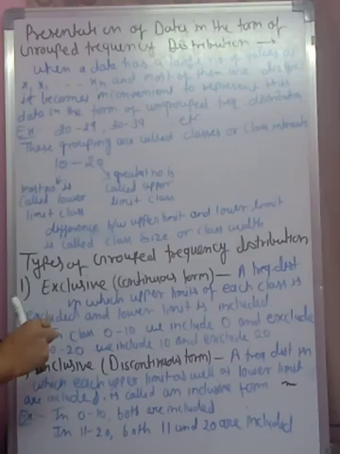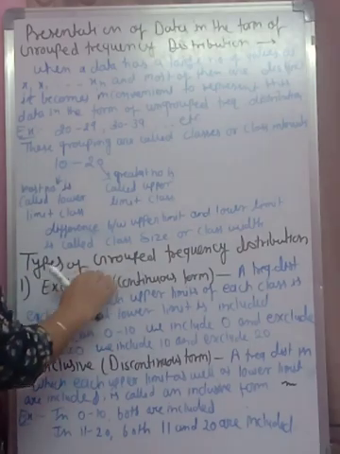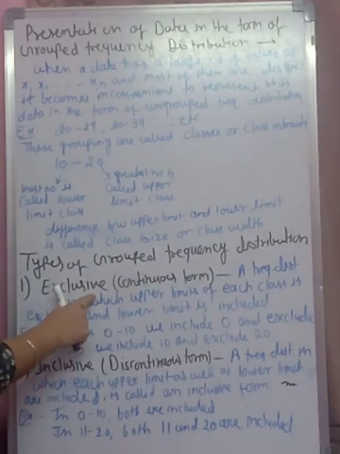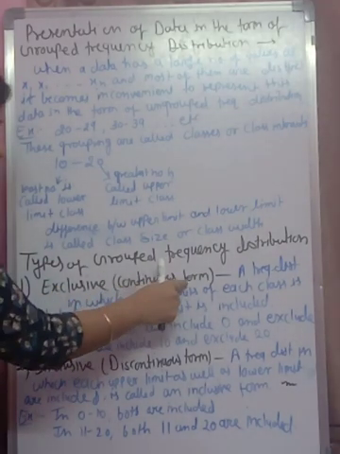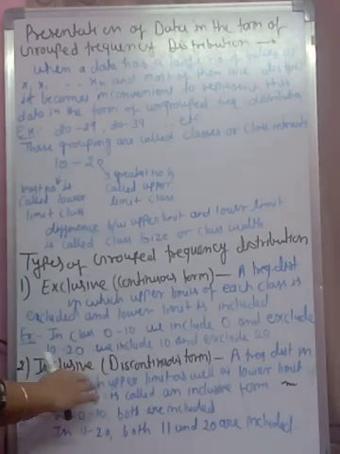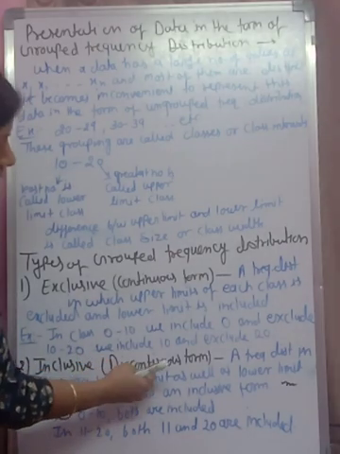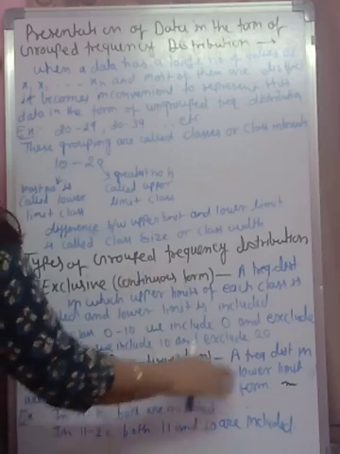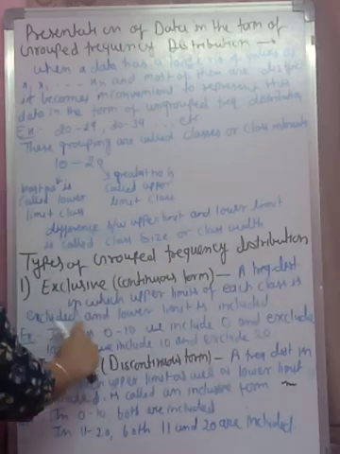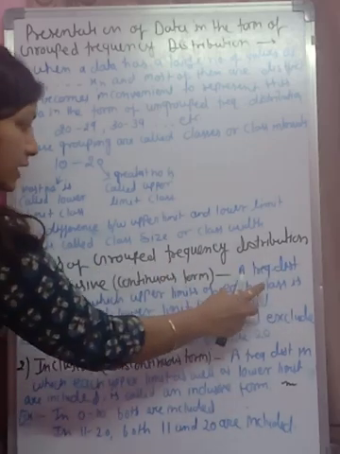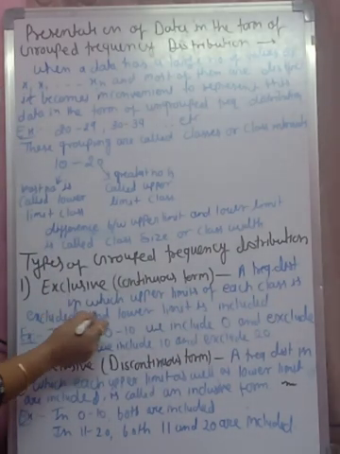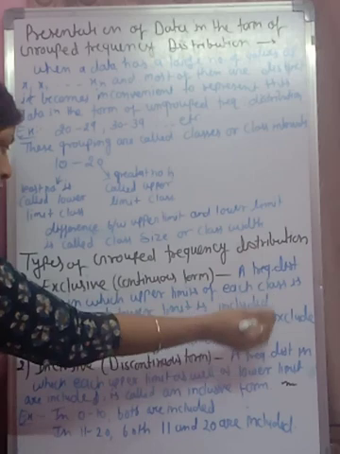Now here we give the types of grouped frequency distribution. The first type is exclusive, that is called the continuous form, and the second is inclusive, this is called the discontinuous form. First is the exclusive continuous form: a frequency distribution in which the upper limit of each class is excluded and the lower limit is included.